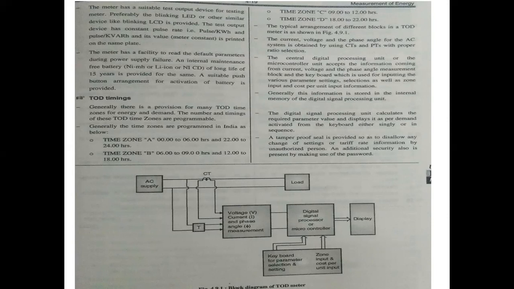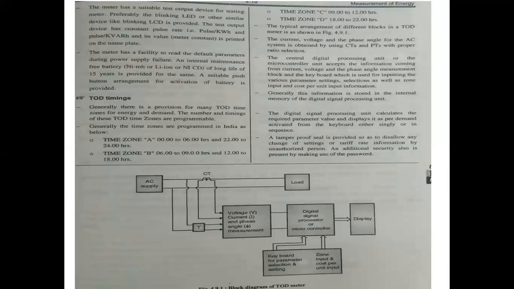The meter has a facility to read the default parameters during power supply failure. An internal maintenance-free battery, a lithium ion or similar long-life battery of 15 years, is provided for the same. A suitable push button arrangement for activation of the battery is provided. It also has a battery for maintenance purposes.